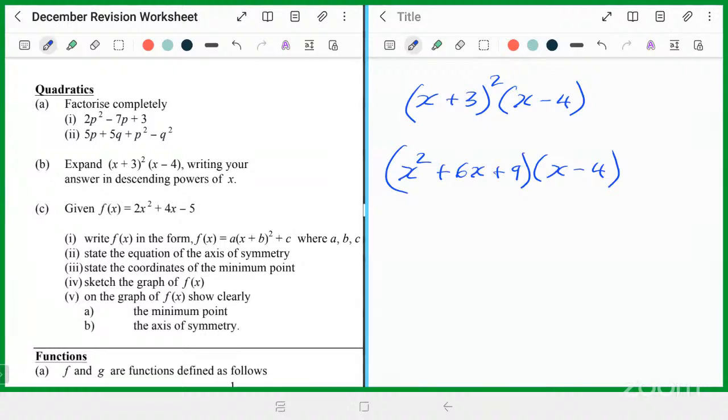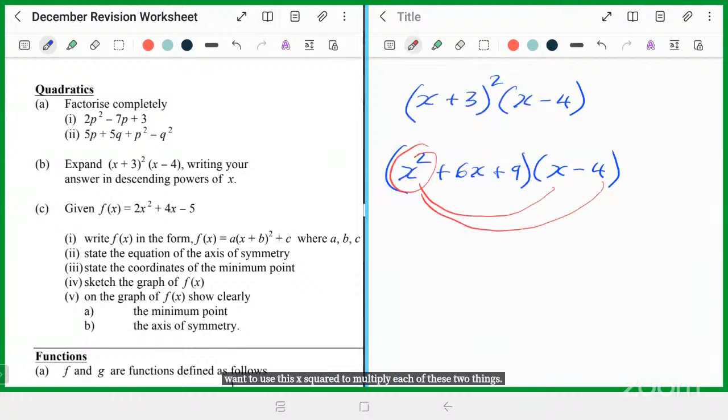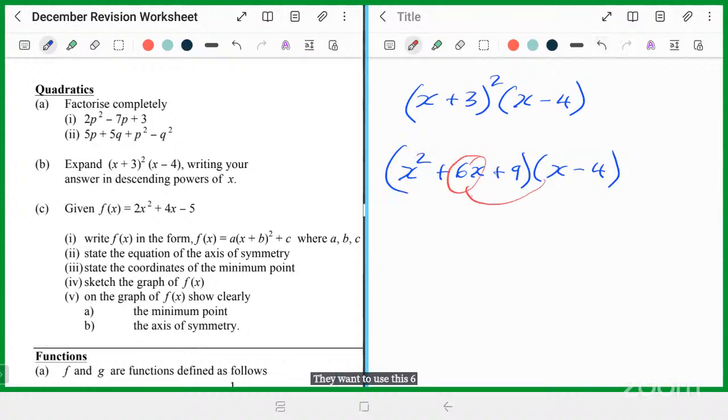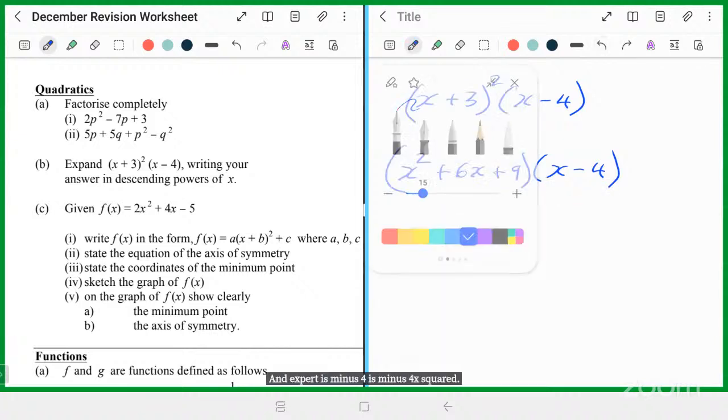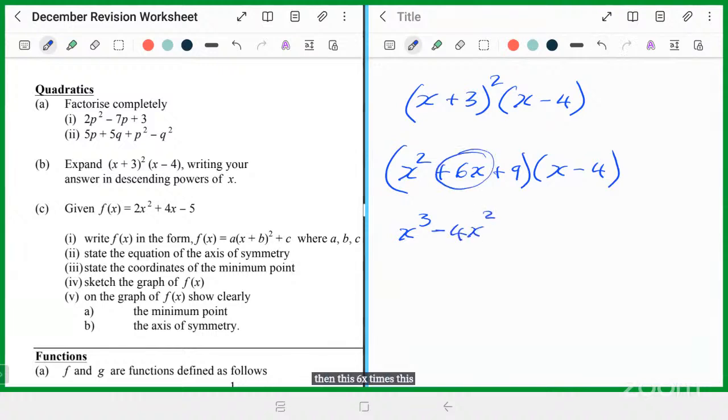Yes, sir. Next, we're going to use this x squared to multiply each of these 2 things. We use this 6x to multiply each of these 2 things. We use this 9 to multiply each of those 2. The x squared first times these 2. So the x squared times this is x cubed. Then the x squared times this minus 4 is minus 4x squared. Then this 6x times this x is plus 6x squared. Then this 6x times this minus 4 is negative 24x.